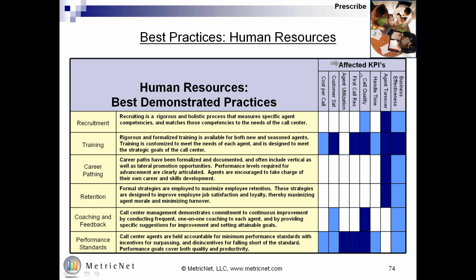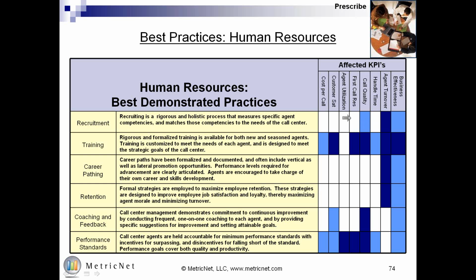If you look at the intersection of any given KPI, say first contact resolution rate, and any given best practice, you will find that there is a cell that is either white, light blue, or dark blue. A dark blue cell indicates that there is a strong cause and effect relationship between the best practice and the key performance indicator. A light blue cell represents a weak cause-effect relationship. And a white cell indicates little or no cause-effect relationship between the best practice and the key performance indicator.